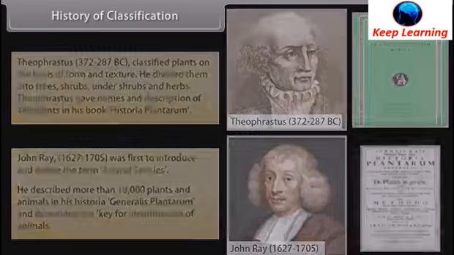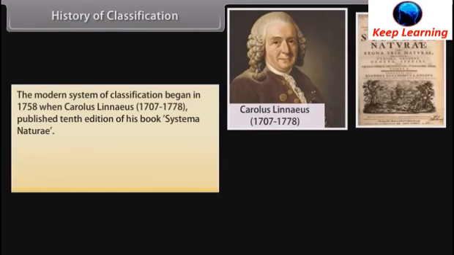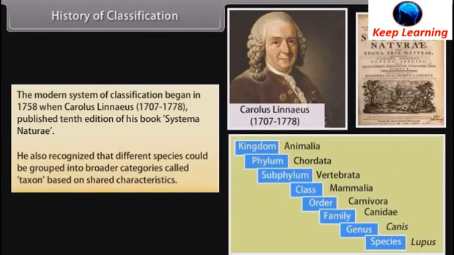The modern system of classification began in 1758 when Linnaeus, 1707 to 1778, published 10th edition of his book Systema Naturae. He also recognized that different species could be grouped into broader categories called taxa based on shared characteristics.